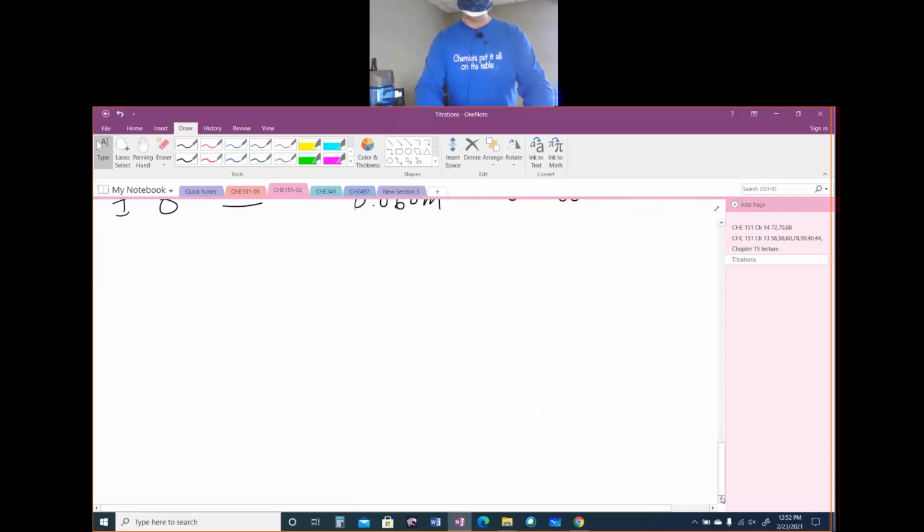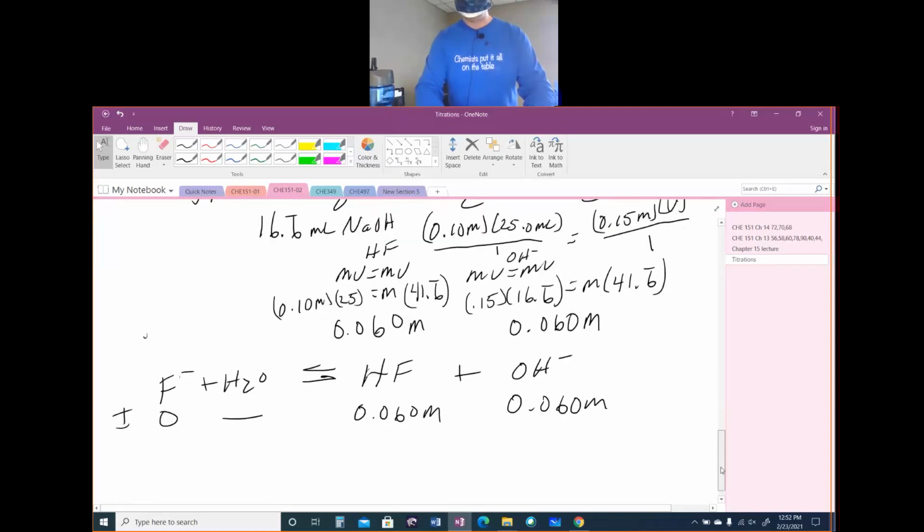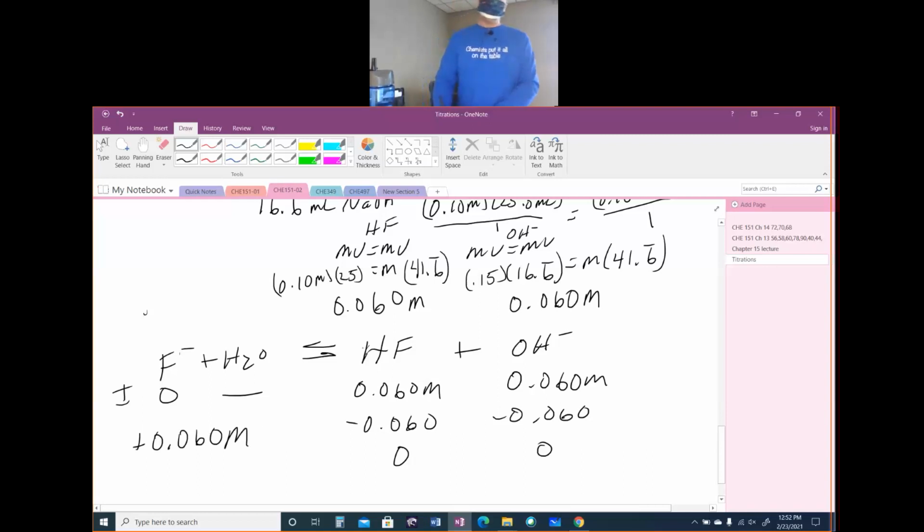All right, and so it's got to go to the left until one, or in this case, both of them go to 0. They are both the same number, so they are both going to go to 0. So minus 0.060, minus 0.060 at the equivalence point. They are equivalent. They both go to 0. And now this side is a plus 0.060 molar. So now the question becomes, calculate the pH of 0.060 molar F minus.